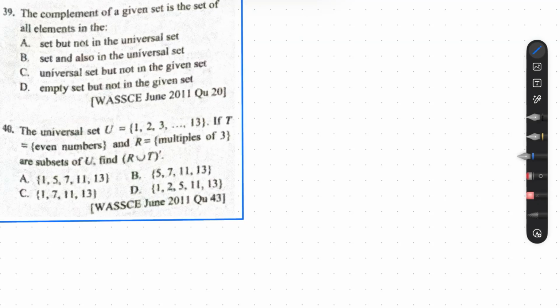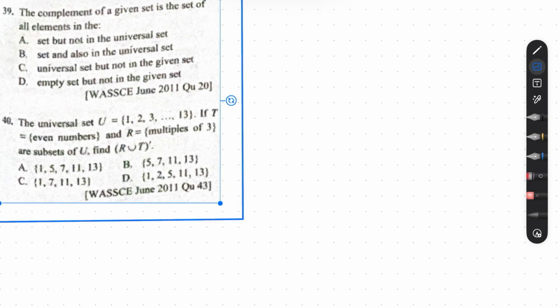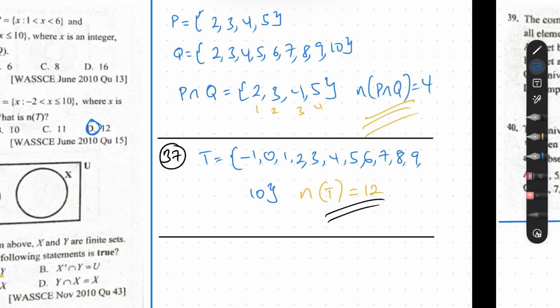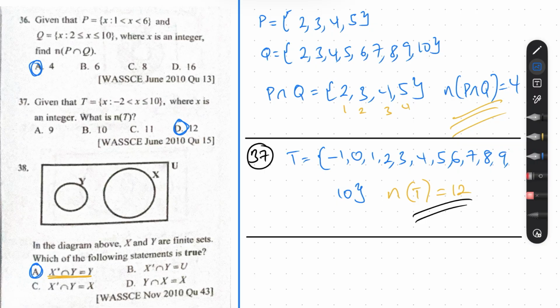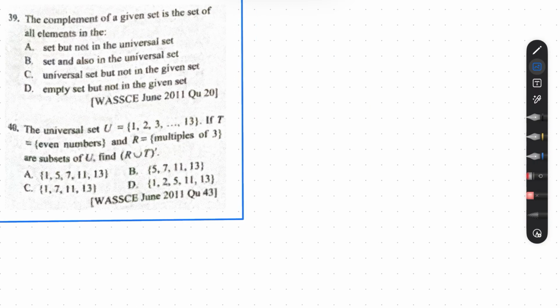All right, welcome to the next session in this series. In this session, we start with question number 39. In the previous session, we ended on question number 38. So here we'll be starting with question number 39.